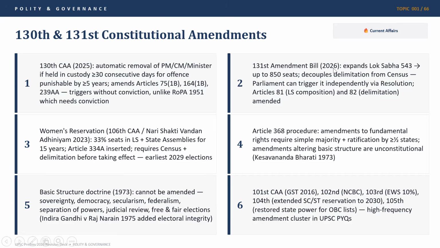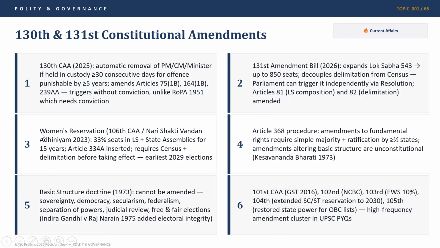131st Amendment Bill of 2026, it expands Lok Sabha from 543 to 850 seats. It decouples delimitation from census so that southern states are not penalized for their population control measures, and Parliament can trigger it independently via resolution. It affects two very important articles. One is Article 81, which relates to Lok Sabha composition, and Article 82, which is related to delimitation. These two were amended because of the 131st CAA.